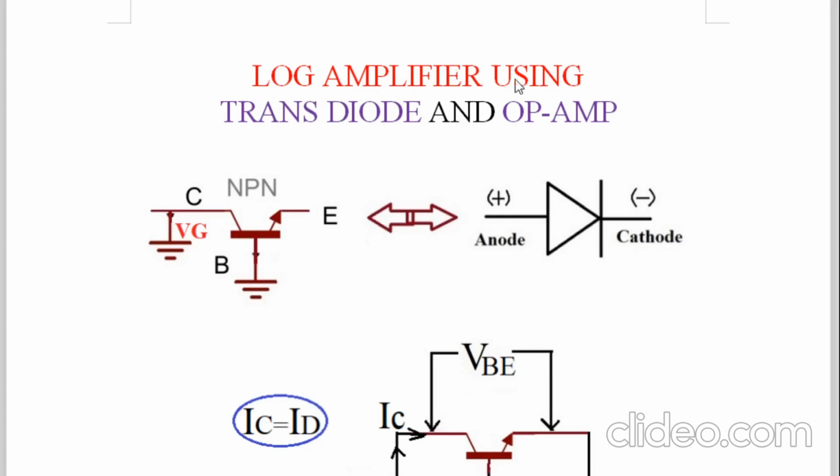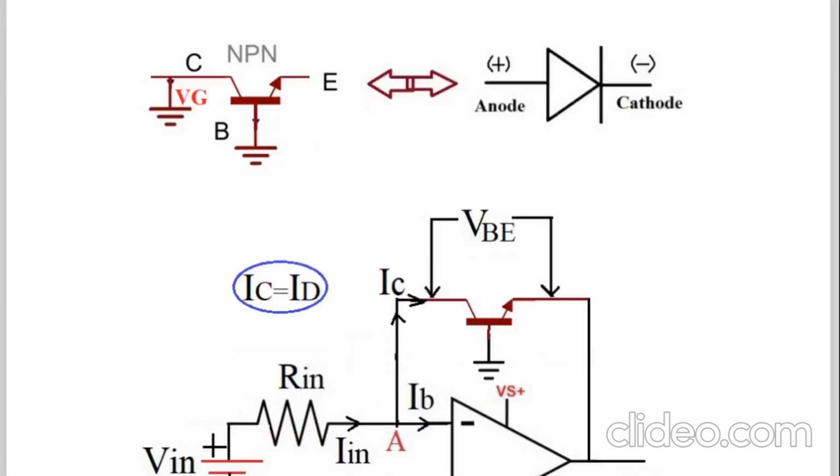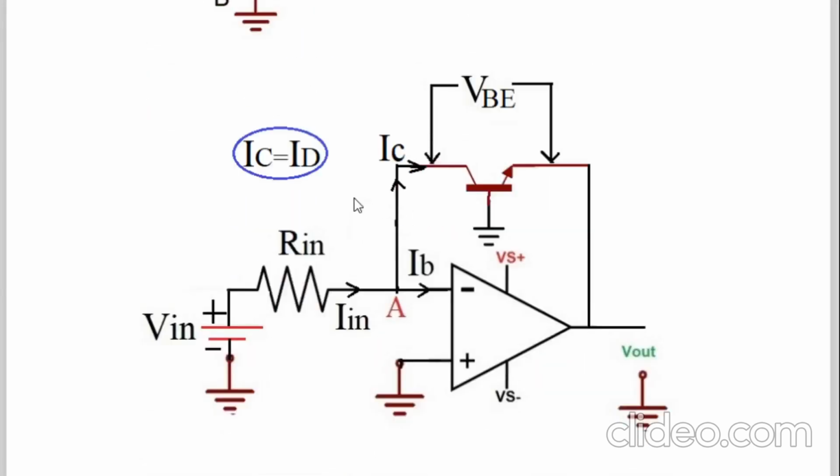You recall the log amplifier using a PN junction diode, where we studied the PN junction diode as a log element used in the feedback path. Now, instead of the PN junction diode, we have to use a transdiode, and this is a transdiode. The diagram is also very simple, so we will understand immediately. In the log amplifier using a PN junction diode, here was the diode, and this diode is replaced by a transistor.